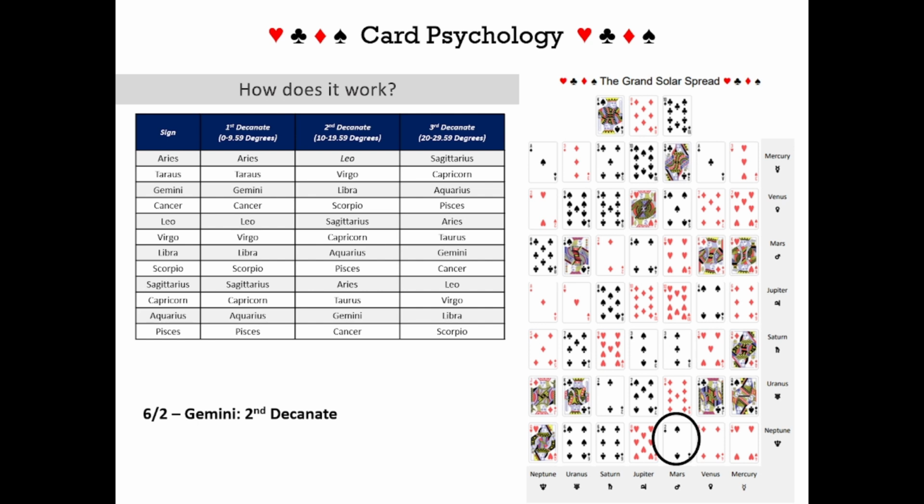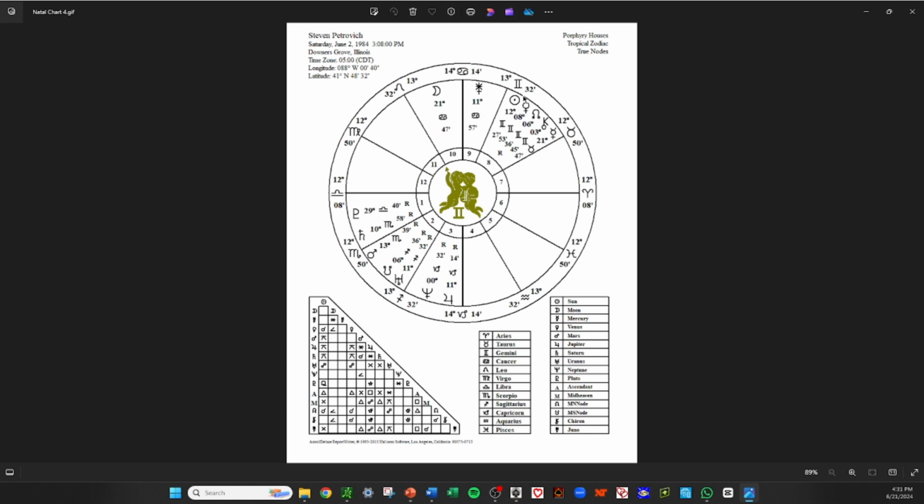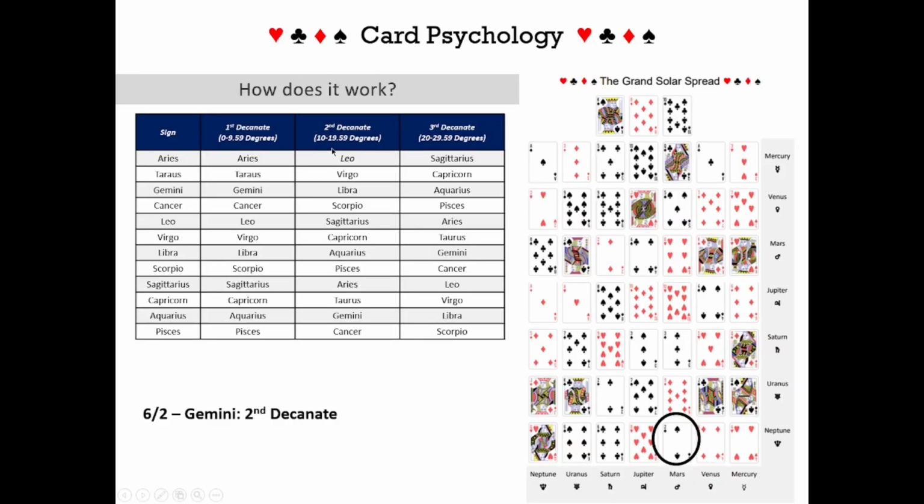Just to show you again, the Two of Spades, June 2nd, we're going to look for the degree that this person was born in Gemini, 12 degrees, 10 to 19.59 degrees for Gemini. That's Libra. Libra is ruled by Venus. So I'm looking to my Venus card, Mercury, Venus, and that is the decanate ruler for the Two of Spades for that June 2nd birthday.